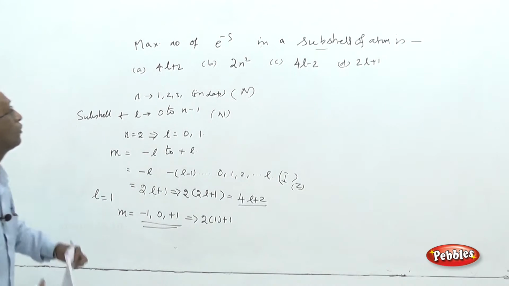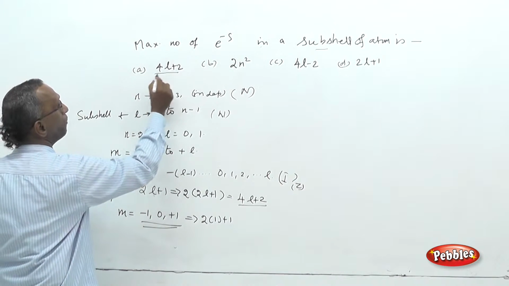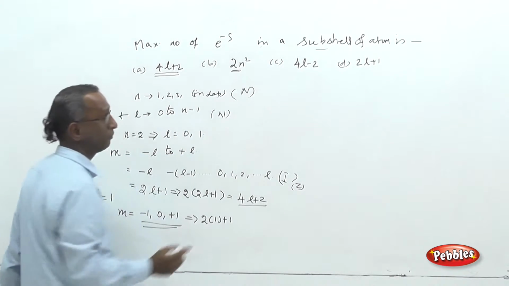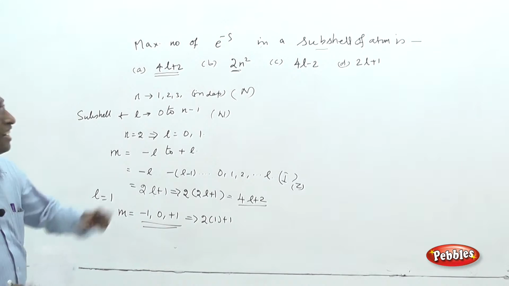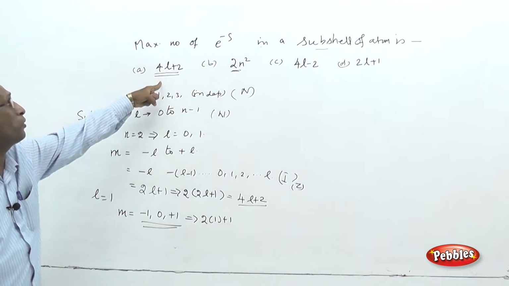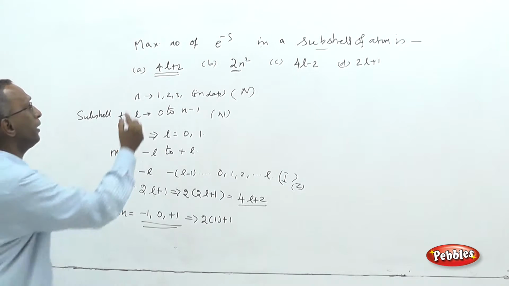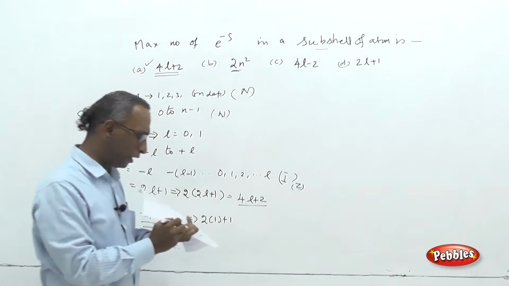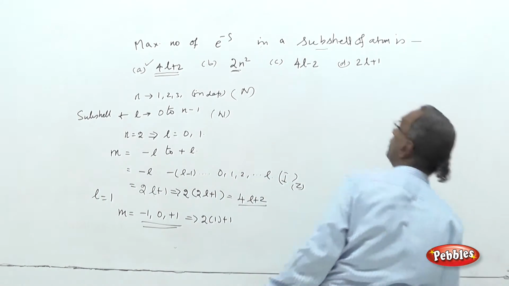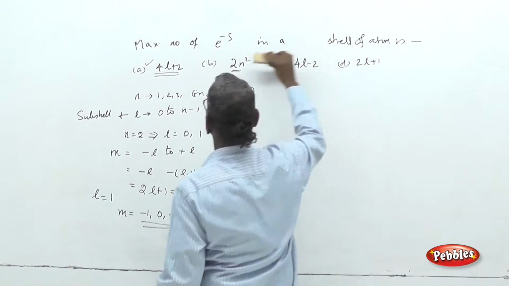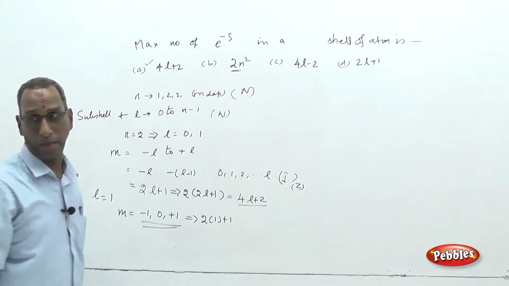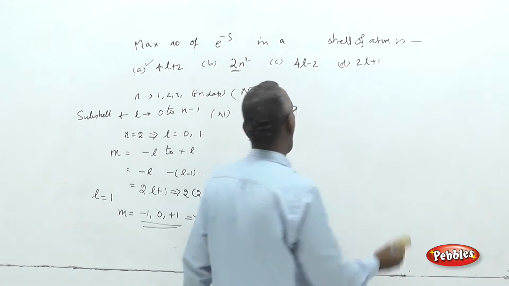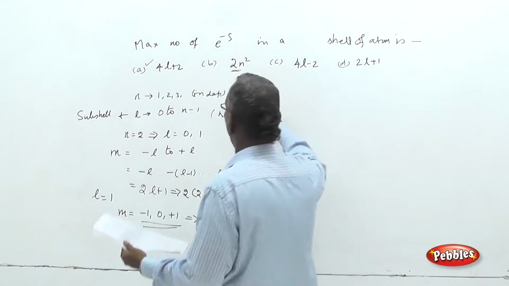So the total number of electrons in a subshell is 4l plus 2, while the total number of electrons in a shell is 2n squared. So for this question, choice A is correct. If the question is asked about the total number of electrons in a shell, then it will be 2n squared. That is to be noted. So for the current sum, the choice is A. This finishes how to arrive at the choice.